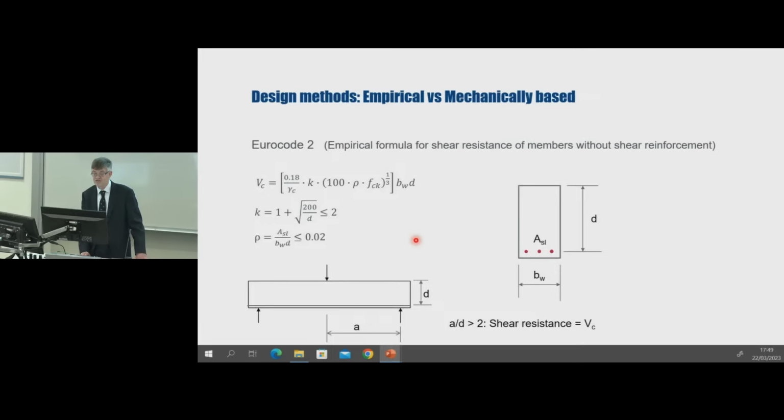Design methods for concrete structures can be classified as either empirical or mechanically based. So the slide here shows the design equation for the shear resistance of beams without shear reinforcement in the current Eurocode. This is an entirely empirical equation. Its range of applicability is limited to the range of the variables considered in its derivation. Mechanically based models are more versatile, as we'll see. We can use them to make predictions about situations we haven't examined experimentally.